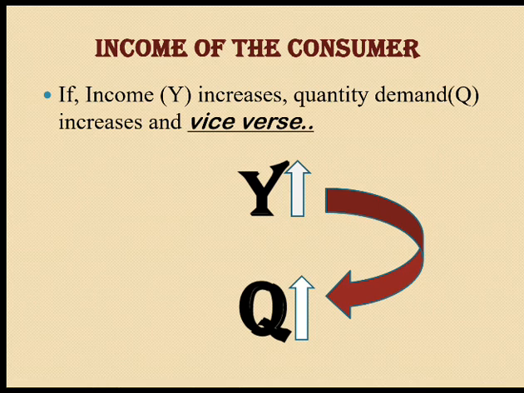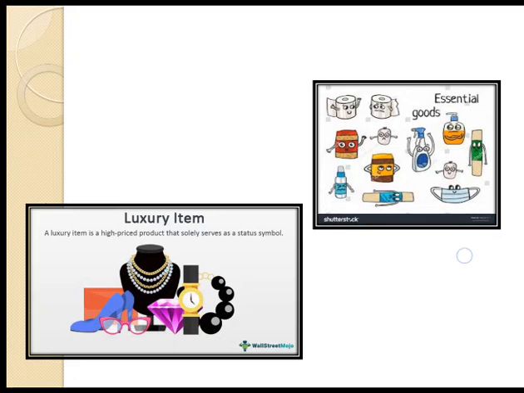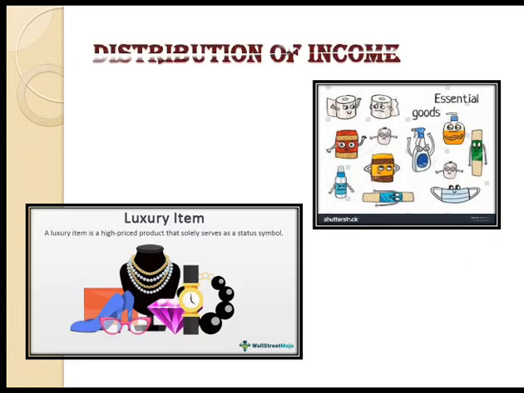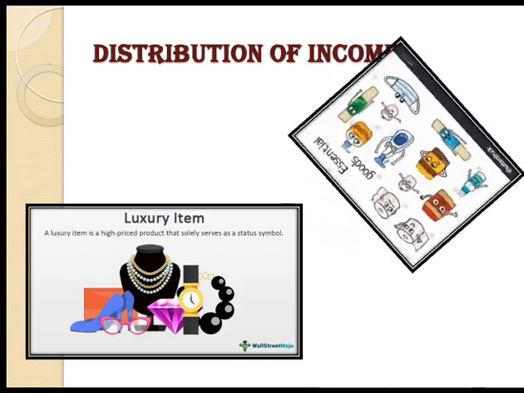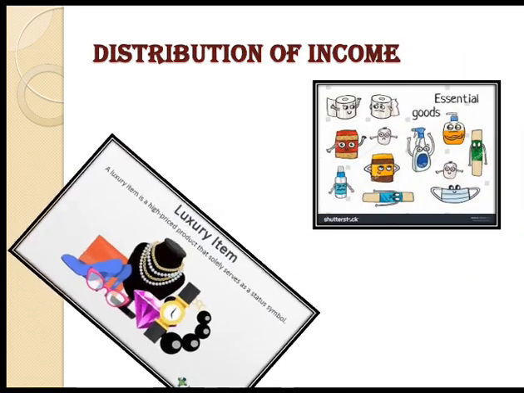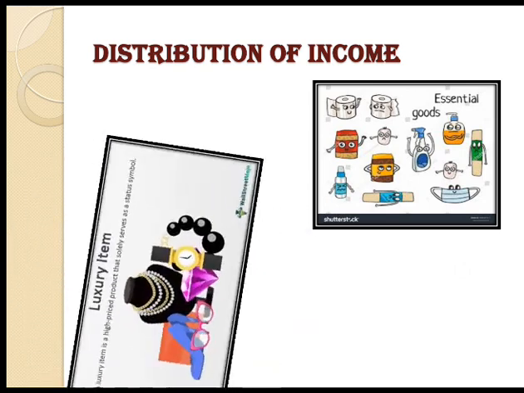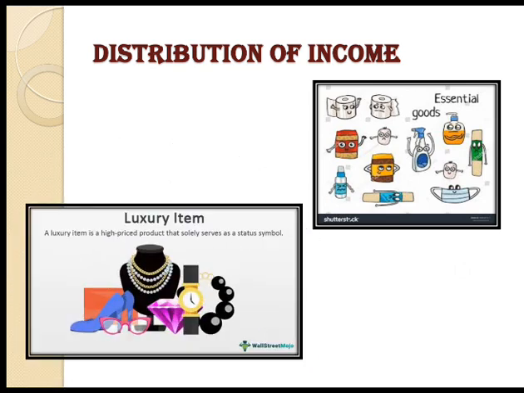Next point, distribution of income. Distribution of income in the country also affects the demand for goods. If the distribution of income in a country is unequal, there will be more demand for luxury goods like cars, TVs, etc. On the other hand, if the income is evenly distributed, there will be less demand for luxury goods and more demand for essential goods.